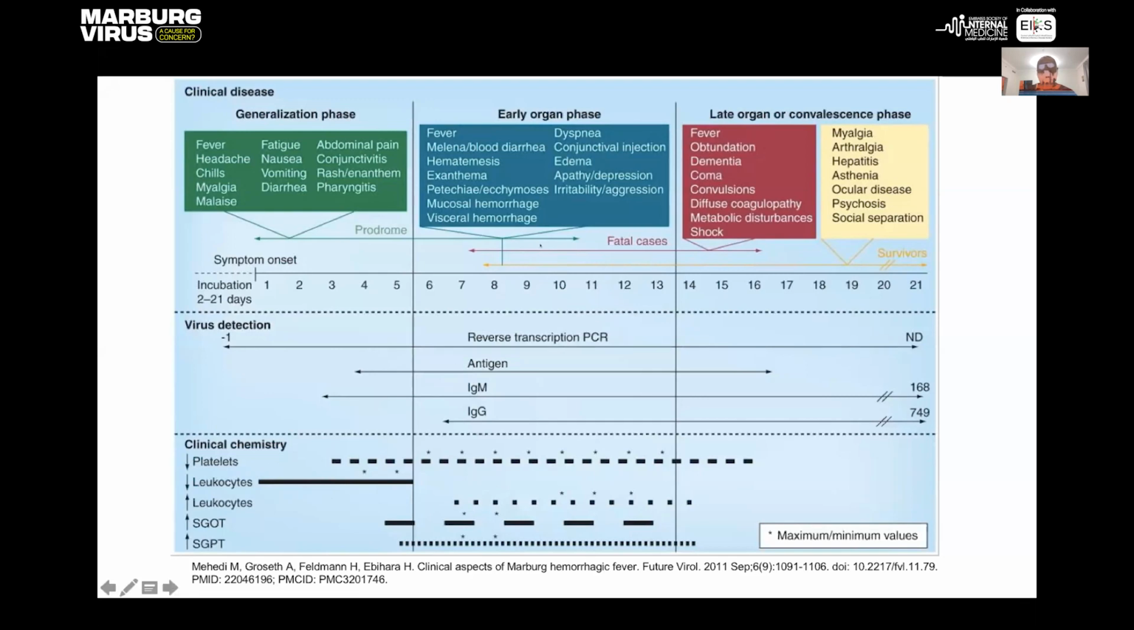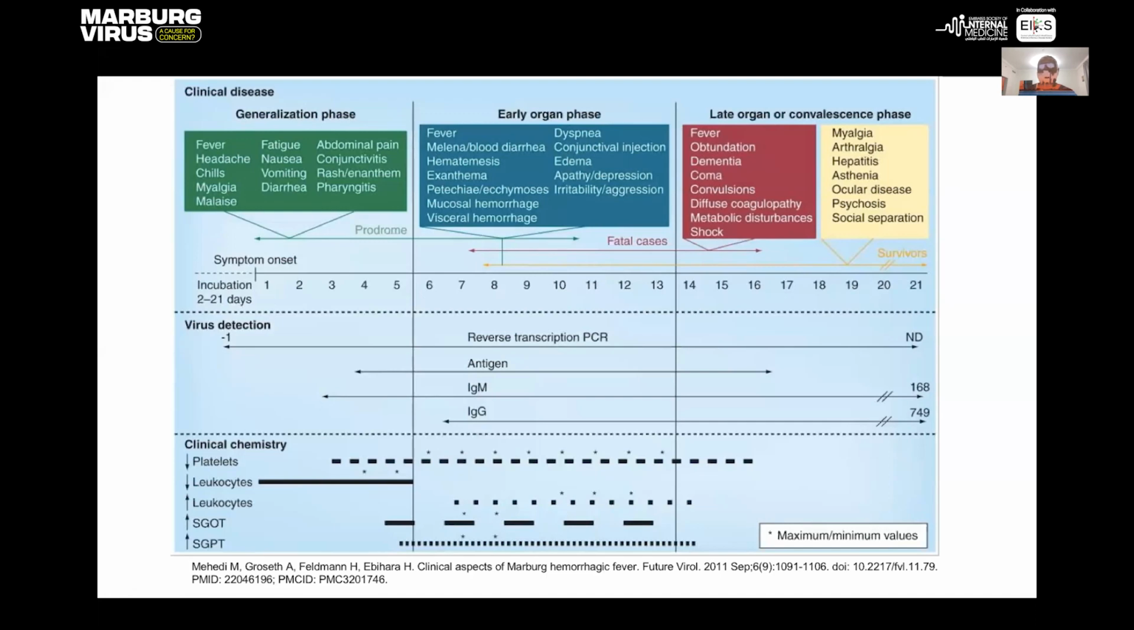In the second phase, or early organ phase, you would start seeing the hemorrhagic features, dyspnea, edema, aggressive behavior and CNS symptoms. Again, during that phase, platelets start dropping, inflammatory markers start increasing. And towards the last phase, you will see more severe metabolic issues, which eventually lead to septic shock and death.